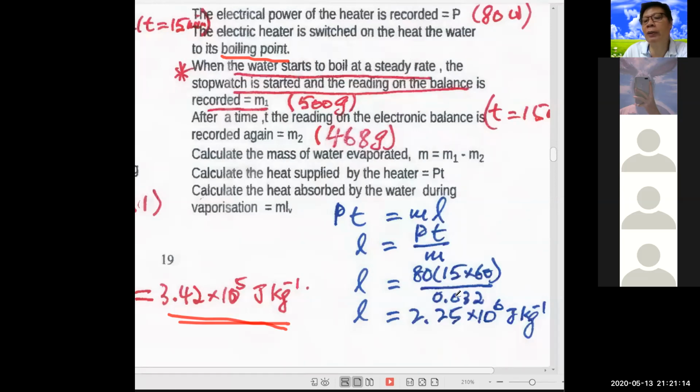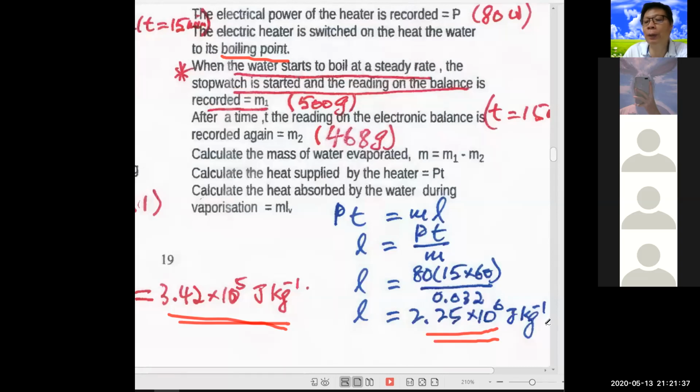And then you change to kilogram. Divide by 1,000, change to kilogram, you get 0.032. Understand? Those who don't know, please take notes on how to get this. Then you calculate, and finally you get this answer. Okay? So this is the latent heat of vaporization of water, 2.25 × 10^6 joule per kilogram.